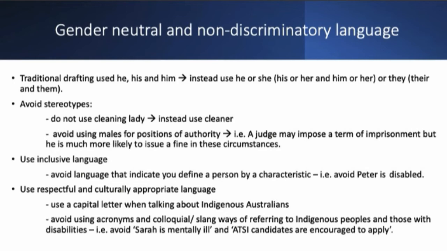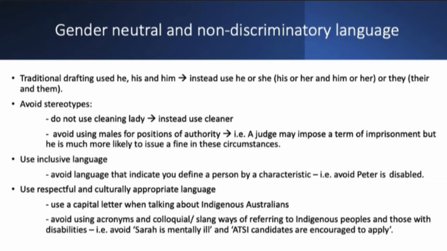Where you don't know the gender of the relevant individual, it's better to use they, their and them, or alternatively he or she, his or her, him or her. There are a whole range of terms that adopt stereotypes and appear to be discriminatory when we look at them, so have a look at effective legal writing for more examples. It's important at all times to use inclusive language.